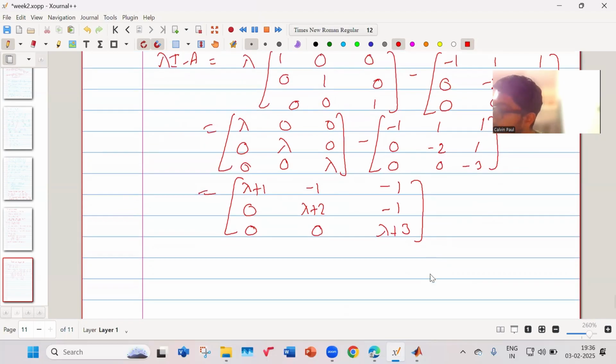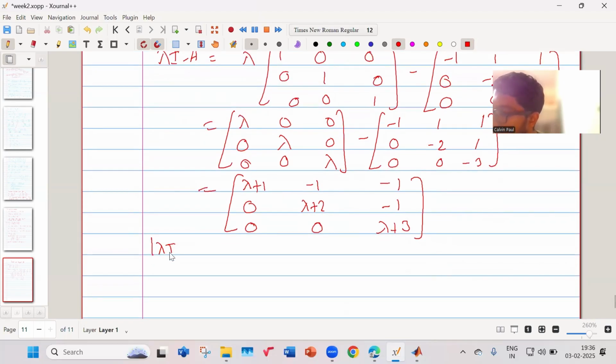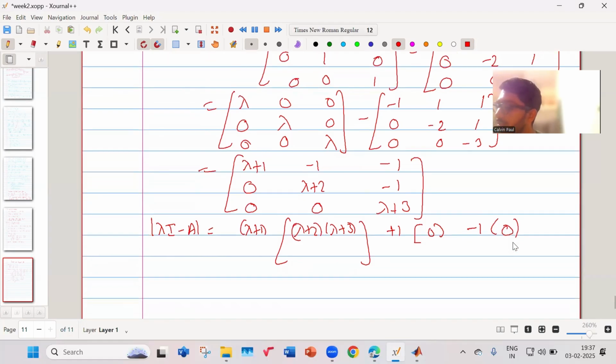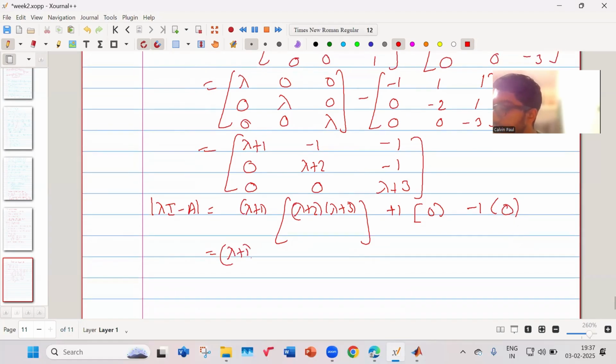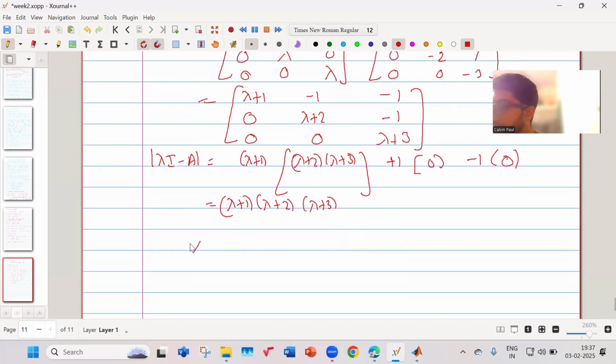Now we want to find the eigenvalues, so we will take the determinant of lambda I minus A. That's lambda plus 1 into lambda plus 2 into lambda plus 3. The other terms are zero, since the entries below the diagonal are 0. So this is lambda plus 1 into lambda plus 2 into lambda plus 3. That means your lambda is minus 1, minus 2, minus 3.